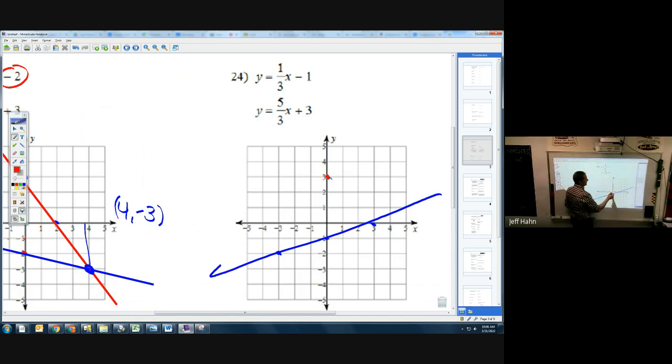Crosses at 3, down 5 over 3. 1, 2, 3, 4, 5. Positive slope, so it's got to go this way. Oh, look at that. It actually happens to hit right where that one is, though it's not as straight. -3, -2.